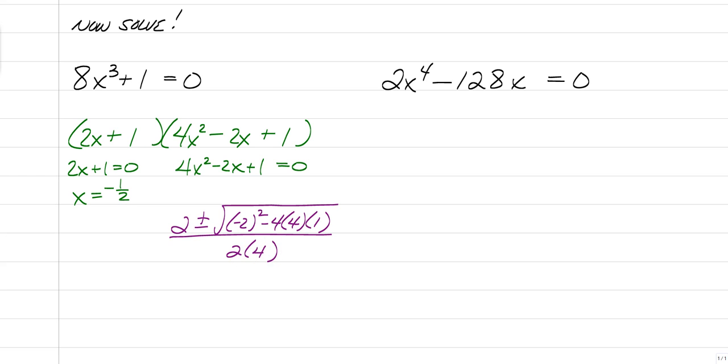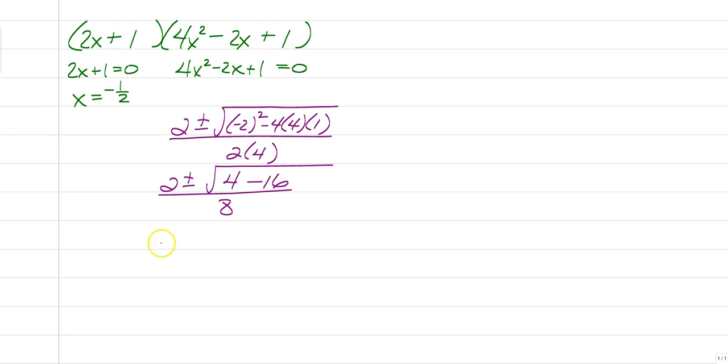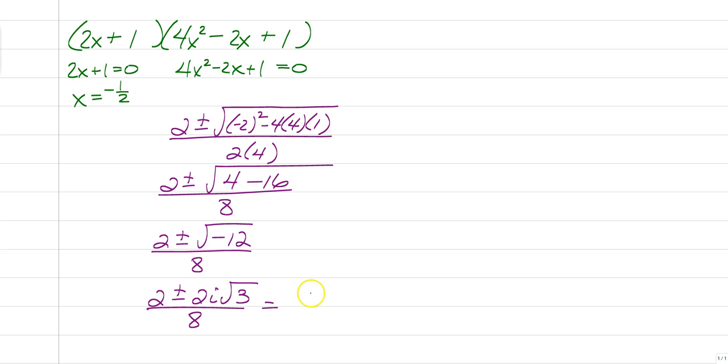Okay, and then we move on. 2 plus or minus square root. Negative 2 squared is 4. Negative 4 times 4 times 1 is a negative 16. All over 8. Keep it going. 2 plus or minus. We have a negative 12 on the inside, all over 8. 2 plus or minus 2i root 3, all over 8. Final answer. We would have 1 plus or minus i root 3, all over 4.